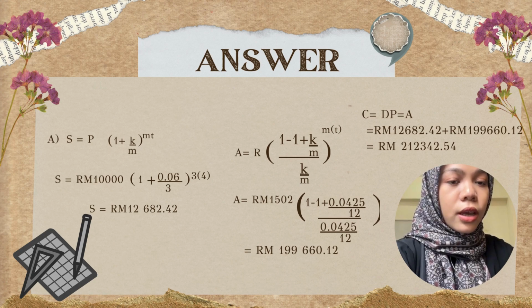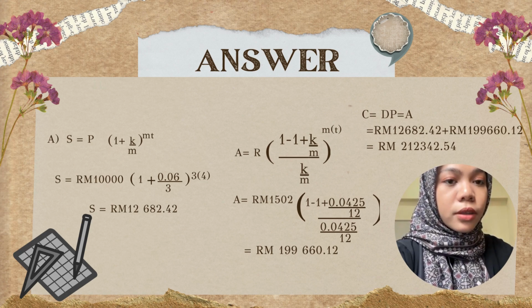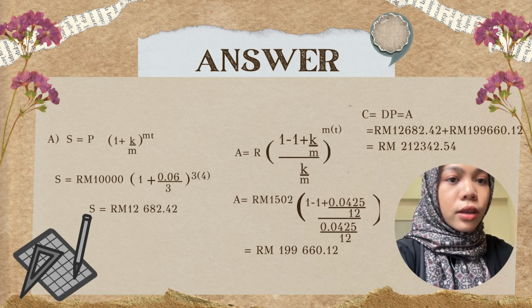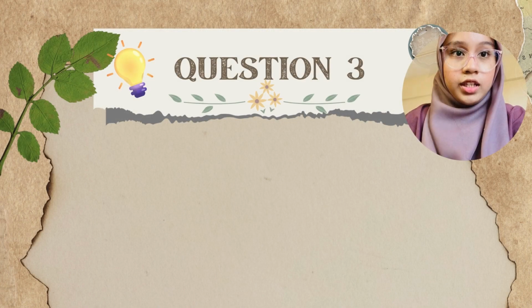So to find the cash price of the shop lot, we need to use the formula C equal to down payment plus A. It is because we already have the amount of down payment and the amount of A, which is the loan. So we can just substitute, which is C equal to RM 12,682.42 plus RM 199,660.12, and the final answer is RM 212,342.54.